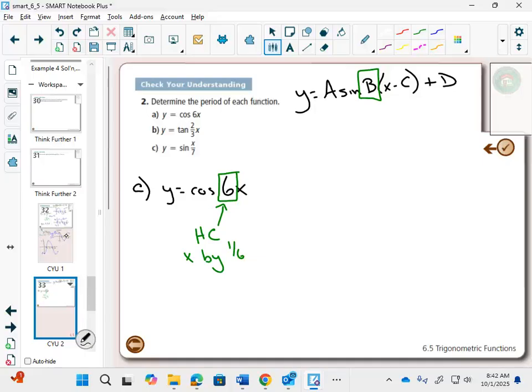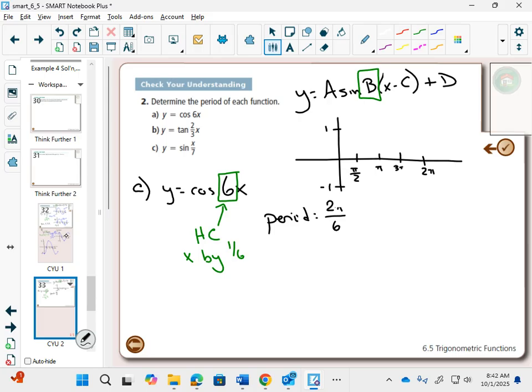Does it make sense that if your period was 2 pi, and you're compressing it by 1/6, your new period will be 2 pi over 6? So again, in our heads, we have our regular cos graph here. I'll draw it quickly. 1 and minus 1. Period of 2 pi divided into 4 equal sections. Here's our regular cos graph, starting at maximum, then middle, then min, then middle, then max.